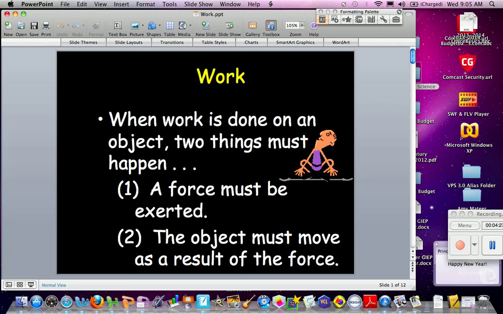Okay, so that ends our discussion on work, and we are going to be taking a look in class at doing some work problems and some work theory as well.